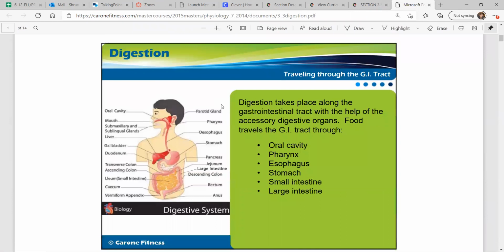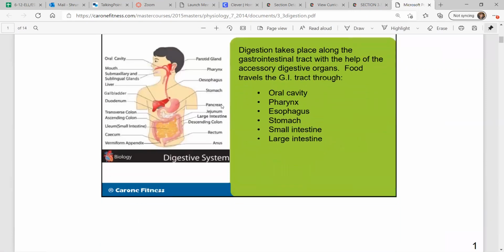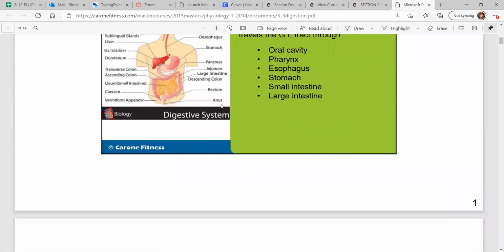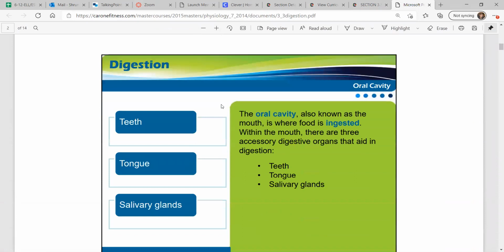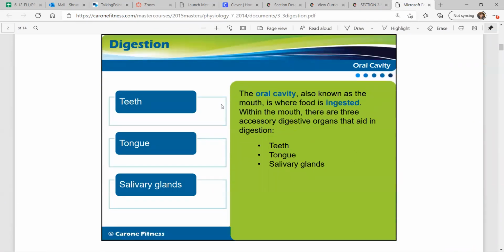Digestion takes place along the gastrointestinal tract with the help of the accessory digestive organs. And we reviewed that last time. Got your oral cavity, your pharynx, esophagus, stomach, small intestine, and large intestine. The oral cavity, also known as the mouth, is where food ingestion takes place. Within the mouth, there are 3 accessory digestive organs that aid in digestion. Your teeth, tongue, and salivary glands all help.